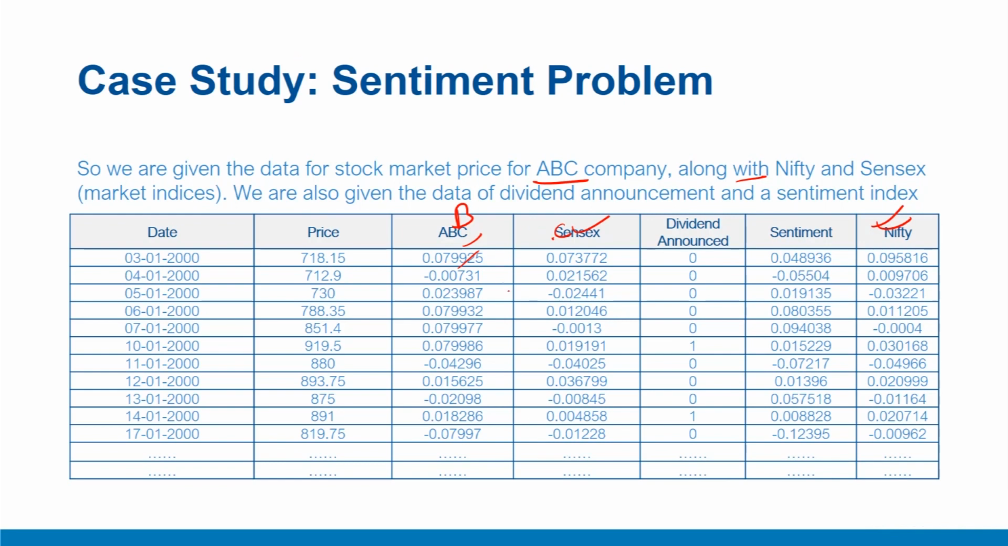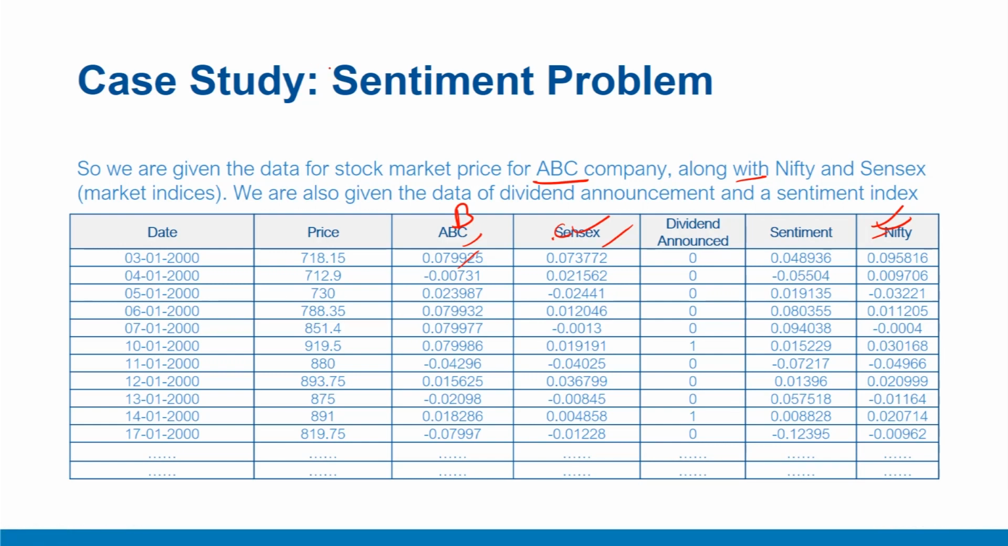Please note that Sensex and Nifty are two main stock indices used in India. They are the benchmark Indian stock market indices that represent the weighted average of the largest Indian companies. So Sensex represents average of 30 largest and most actively traded Indian companies. Similarly, Nifty represents a weighted average of 50 largest Indian companies.